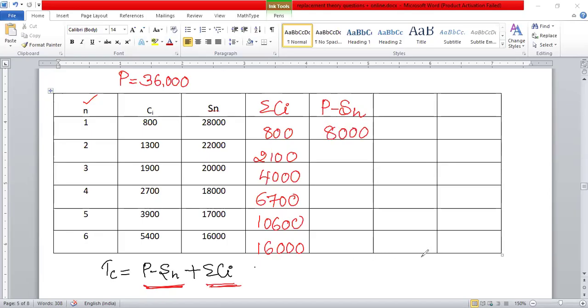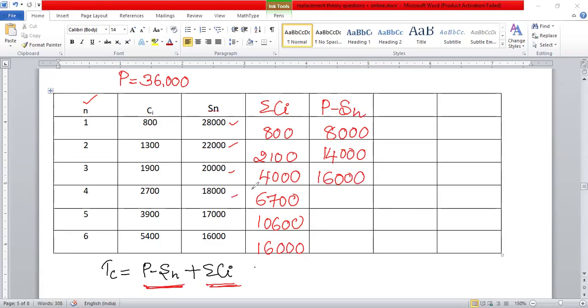Guys, clear? In the last 2-row sum, P value is one and S of n value is also one. In this method, the P value is only one, but S of n has a number of values, so we need to subtract each. 36,000 minus 28,000 gives 8,000. 36,000 minus 22,000 is 14,000. Similarly, 36,000 minus 20,000 is 16,000.